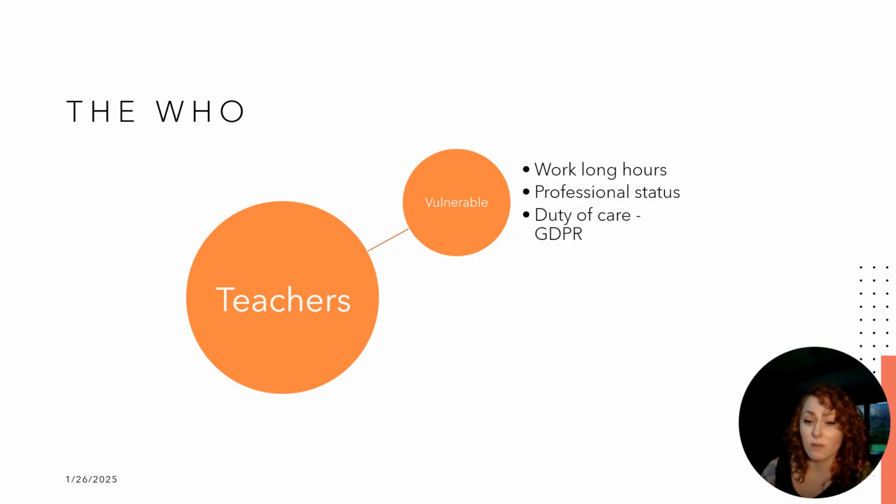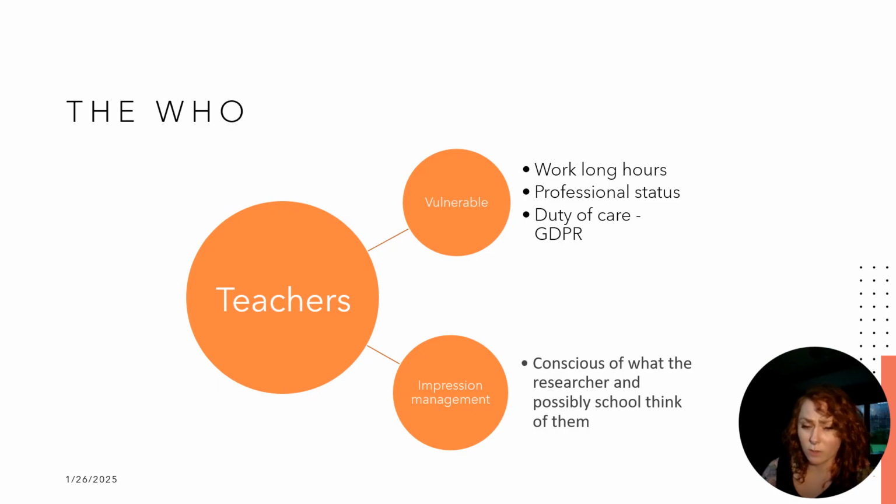They work long hours. This may cause issues if you're using a research method that is quite time costly. We've also got the professional status, so they may be reluctant to disclose anything that may look like they aren't doing their job properly. They may be worried about losing their job. They've also got a duty of care, so they will find it difficult to discuss specific students.